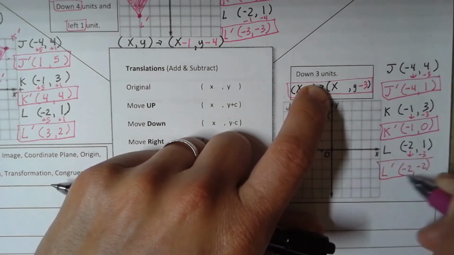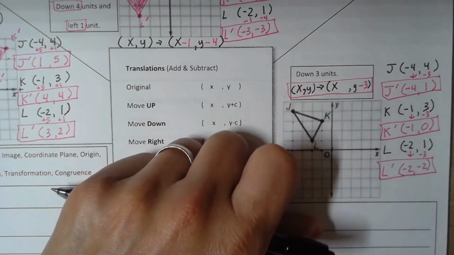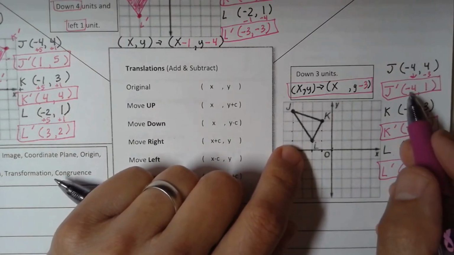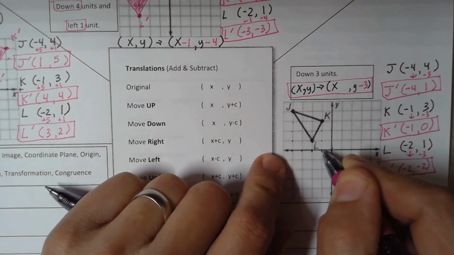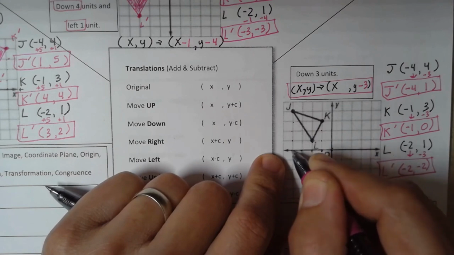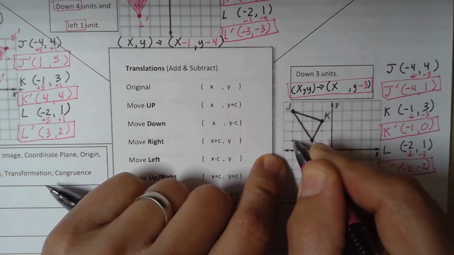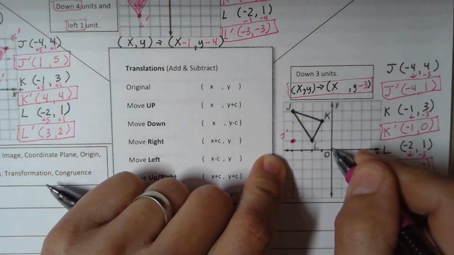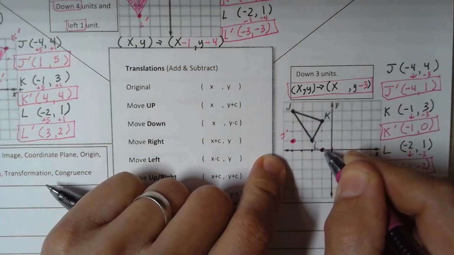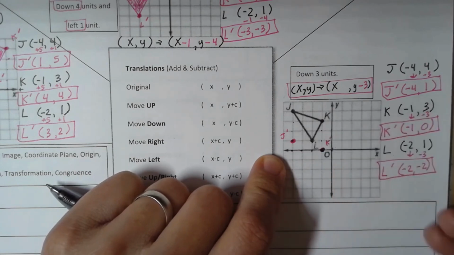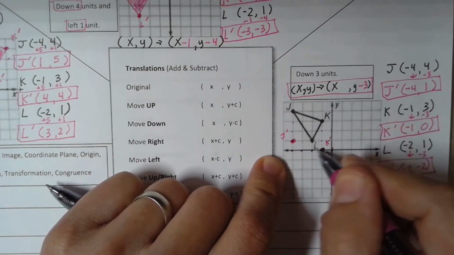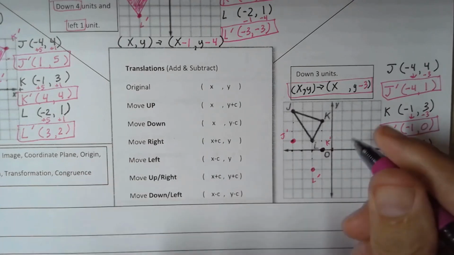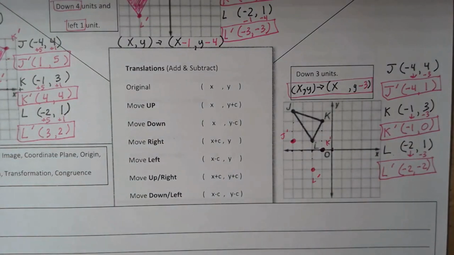Once again, I do recommend you check your values with your calculator before plotting them, but I feel confident that this is correct. So J prime, my point is at negative 4, positive 1. So I'm going to go over 1, 2, 3, 4, positive 1. J prime. K prime is negative 1, 0. So negative 1, and it stays at 0. So that's K prime. L prime is negative 2, 2. 1, 2, down, 1, 2. L prime.